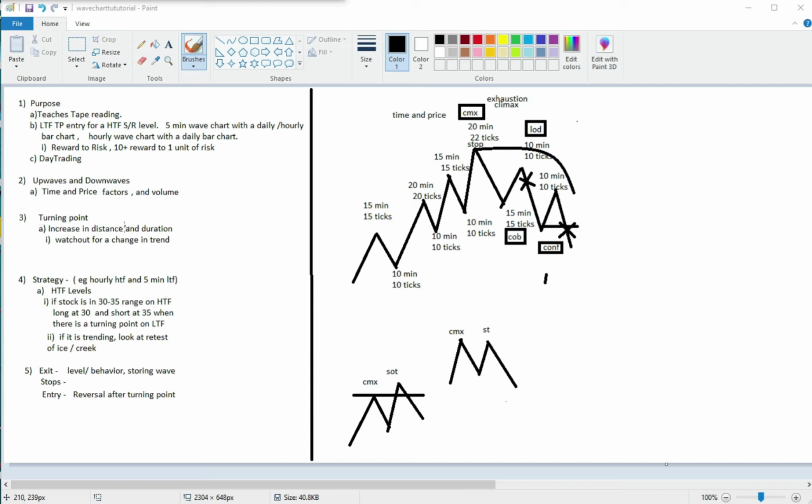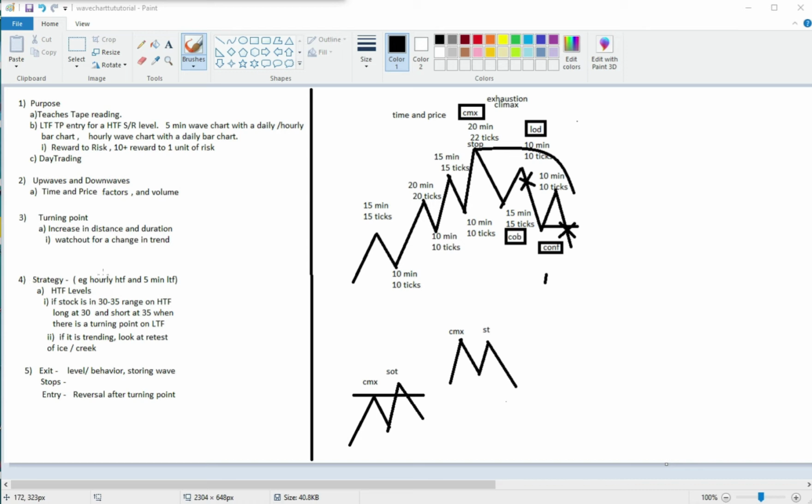The turning point. What he's looking for is turning points using a wave chart. The setup on the wave chart is the turning point. So the whole point is to identify turning points at key SNR levels. That's your quote-unquote setup for the wave chart. And I'll explain all this in a minute.